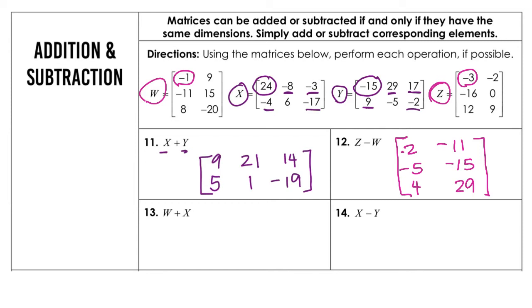All right, number 13, we want matrix W. So I'm going to look at matrix W and matrix X. Now this one, notice you've got the dimensions 3 by 2, but matrix X is going to be a 2 by 3. And notice those dimensions do not match, so this matrix addition is not possible.